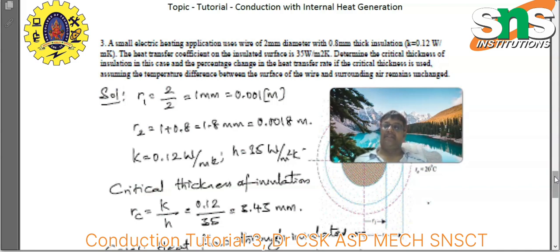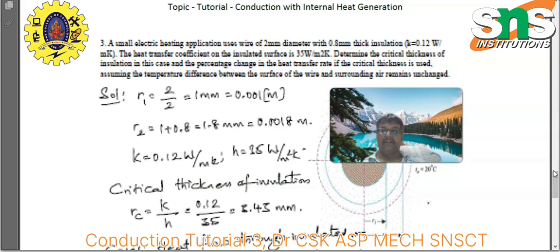A small electric heating application uses wire of 2 mm diameter. You can imagine any electrical application like a heater, water heater, or some element in the kitchen or in mechanical application also. The wire has a 0.8 mm thick insulation having the thermal conductivity of 0.12 watts per meter Kelvin. The heat transfer coefficient on the insulated surface is 35 watts per meter squared Kelvin.